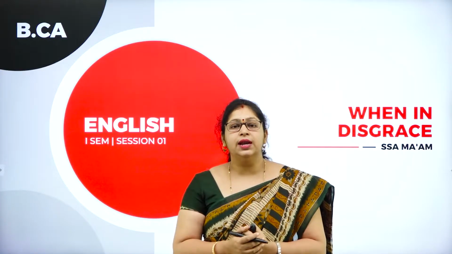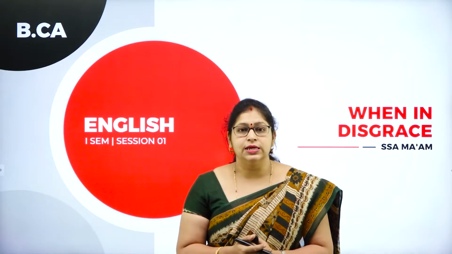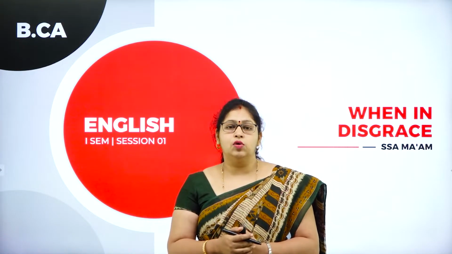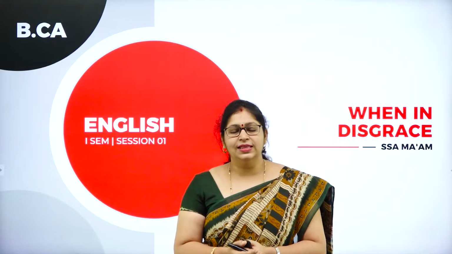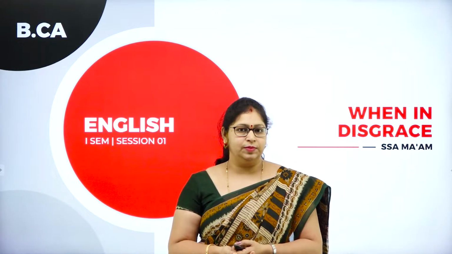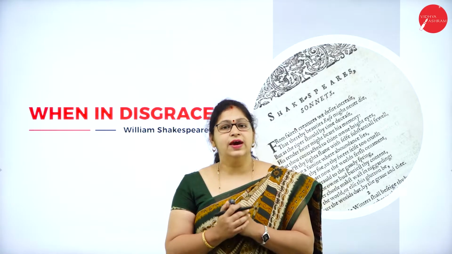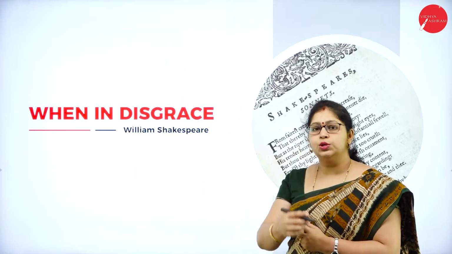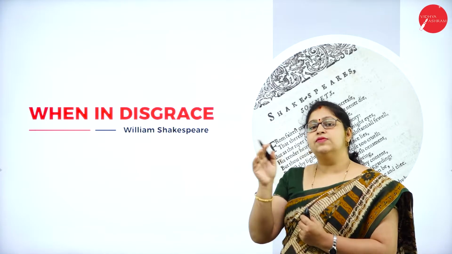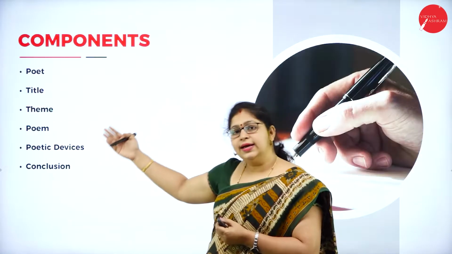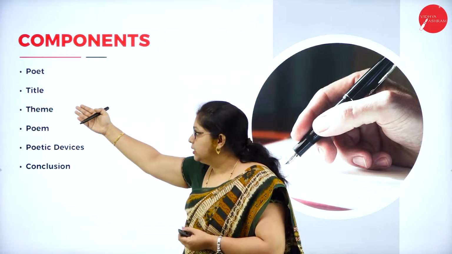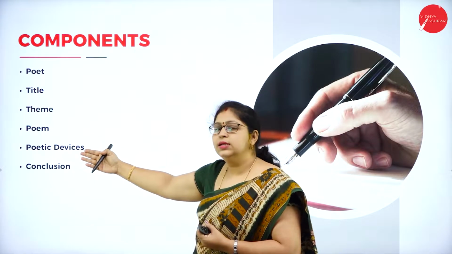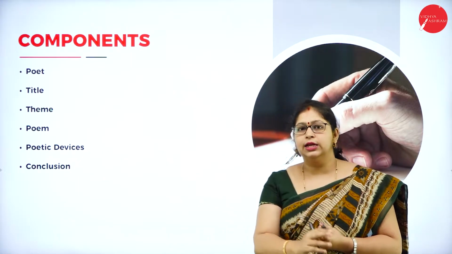Shakespeare has written 154 sonnets. Of these, today we will be discussing his 29th sonnet. This is also called Sonnet 29 or the poem When in Disgrace. So after all this information, let us go with the sonnet When in Disgrace by William Shakespeare. This is called Sonnet 29 because it is the 29th sonnet in that collection. As usual, we will discuss the poet, the title of the poem, the theme of the poem, and then we'll go line by line through this sonnet, then the poetic devices, and finally we'll conclude the poem.